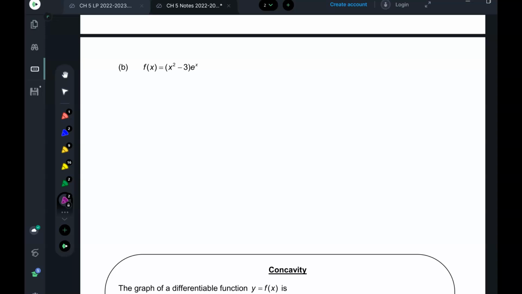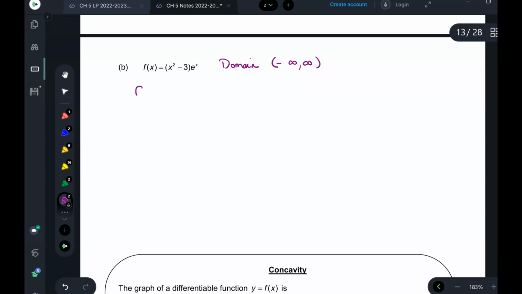Okay, x squared minus 3 times e to the x. I can multiply this out and then do the derivative, or we can just do product rule. Before we do that, let's just mention our domain. Is there anything I can't plug in? No, so it's just going to be negative infinity to infinity.